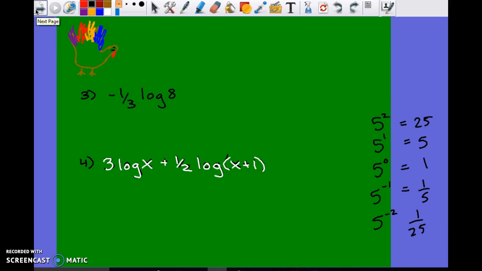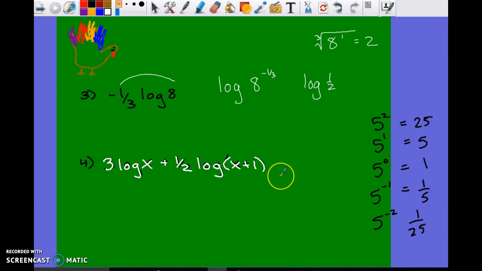All right, here's some more condensing. Again, if you want to try these on your own, go for it. Okay, so I'm going to pop this power up here. So I'm going to do log of 8 to the negative 1/3. Now 8 to the negative 1/3, I can actually clean that up a little bit. 8 to the 1/3 is 2. So 8 to the negative 1/3 is a half. And my base in this problem would be 10.